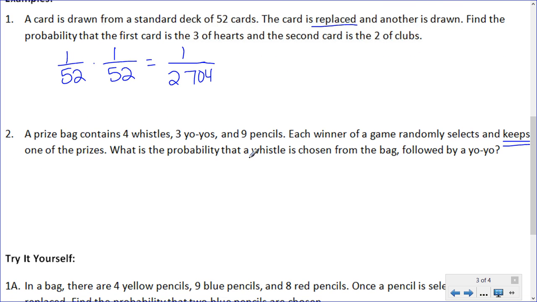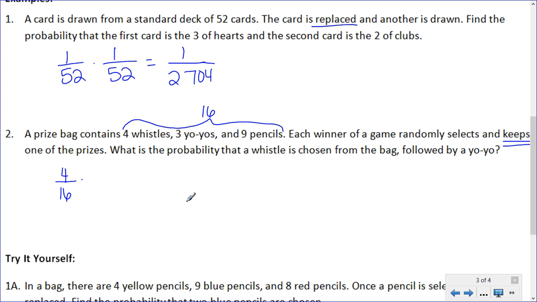So the first event is that a whistle is chosen from the bag. Well, we look at the contents of the bag. We see that there's 4 whistles. So 4 out of how many items total here? Well, if we add 4 plus 3 plus 9, we should get a total of 16 items. So the probability that a whistle is chosen, there's 4 whistles out of 16 items total.